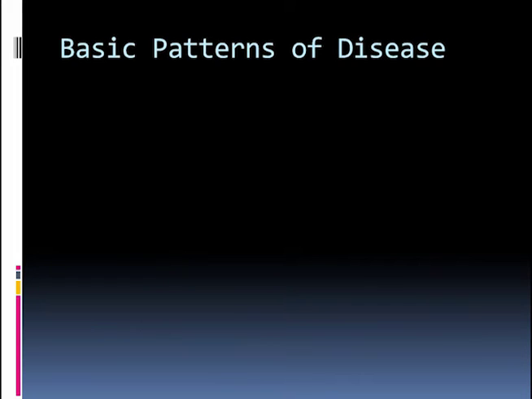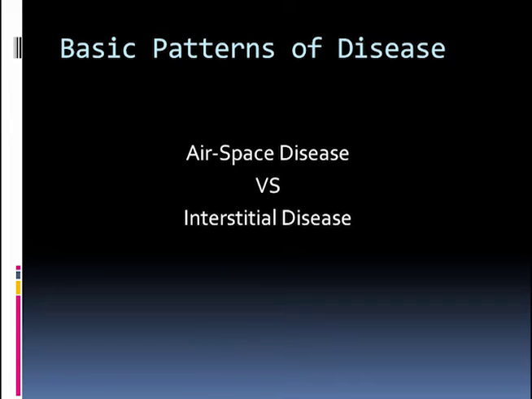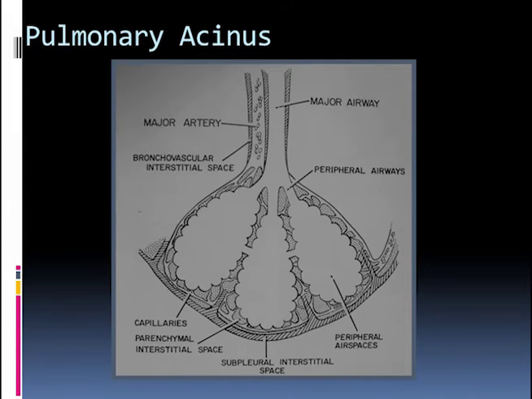There are 2 basic patterns that we talk about in chest disease. There's airspace disease, and there's interstitial lung disease. These are 2 separate entities. If we look at the basic lobular structure of the lung, it's called an acinus, okay? And it's an air sac. It's filled with air.